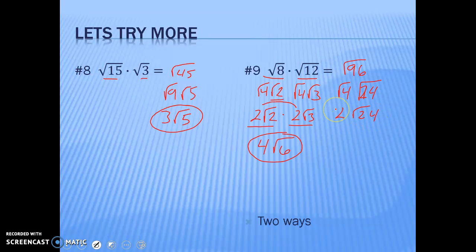But is there a perfect square that goes into 24? And the answer to that would be yes. The square root of 24 is 4 times 6. And so the square root of 4, that also becomes a 2. And so I have this 2 on the outside and this second 2. 2 times 2, if I multiply them together, I get 4. And then I have this radical 6 that I can't do anything with. And so you can see if I multiply them together first, it still simplifies to 4 radical 6.